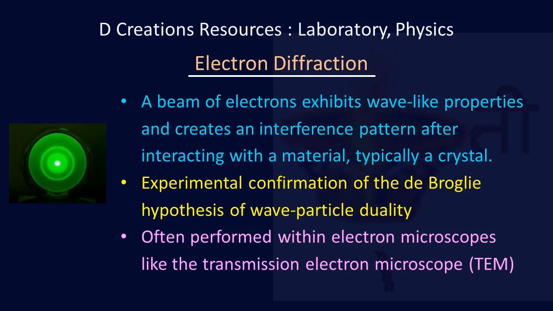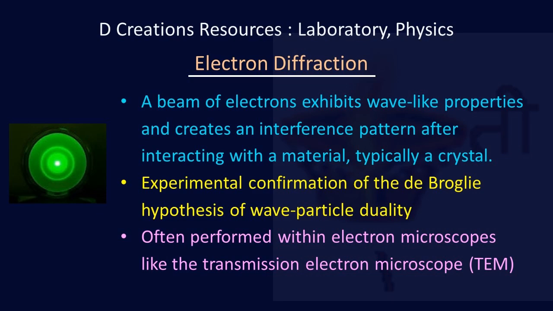It's a phenomenon where a beam of electrons exhibits wave-like properties and creates an interference pattern after interacting with a material, typically a crystalline material. And this is very important as a confirmation of the de Broglie hypothesis of wave-particle duality.